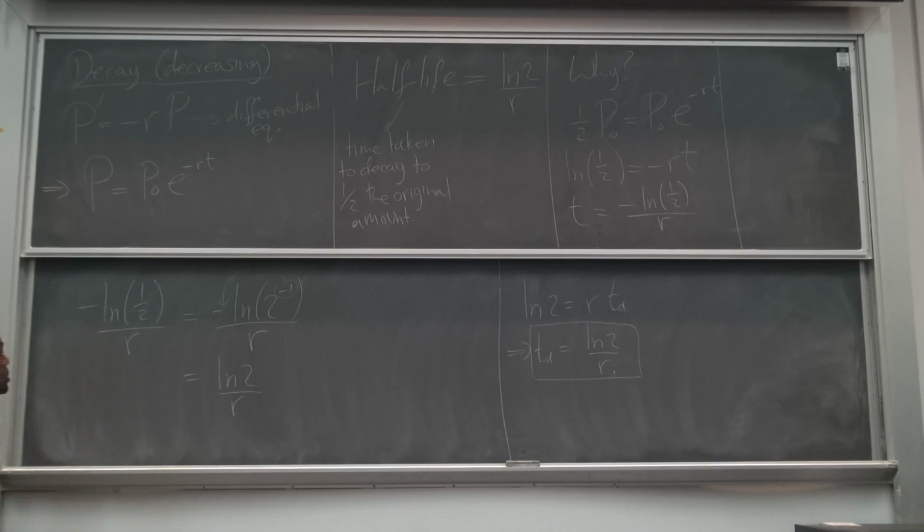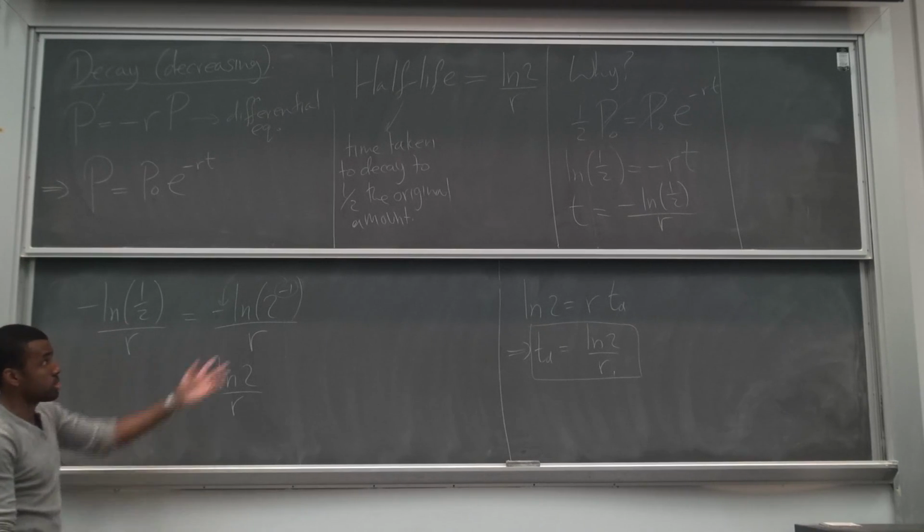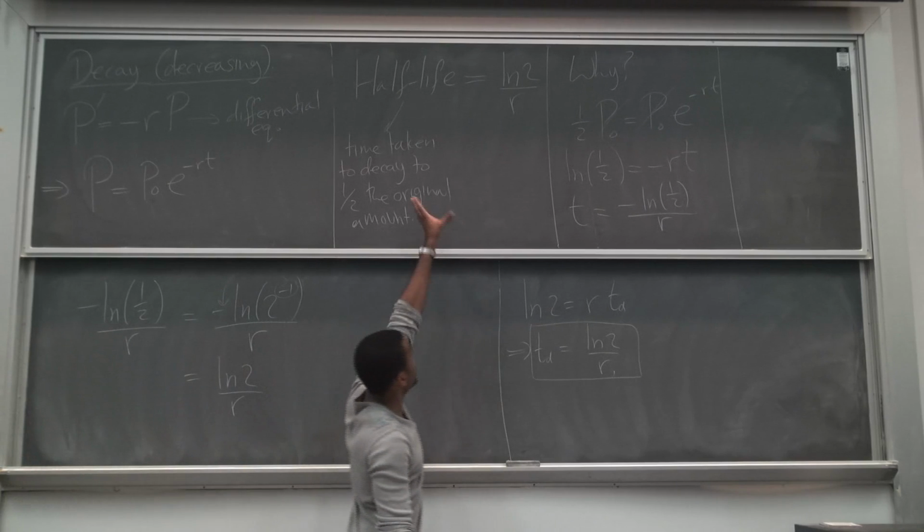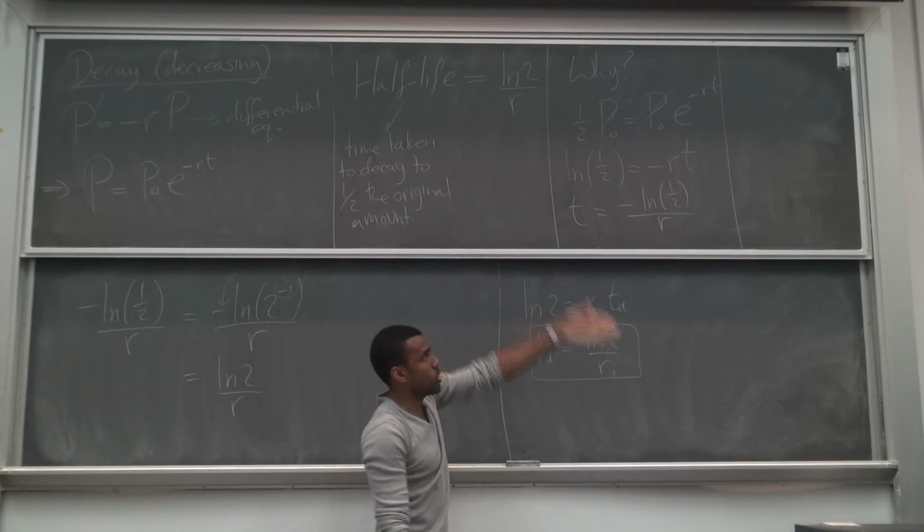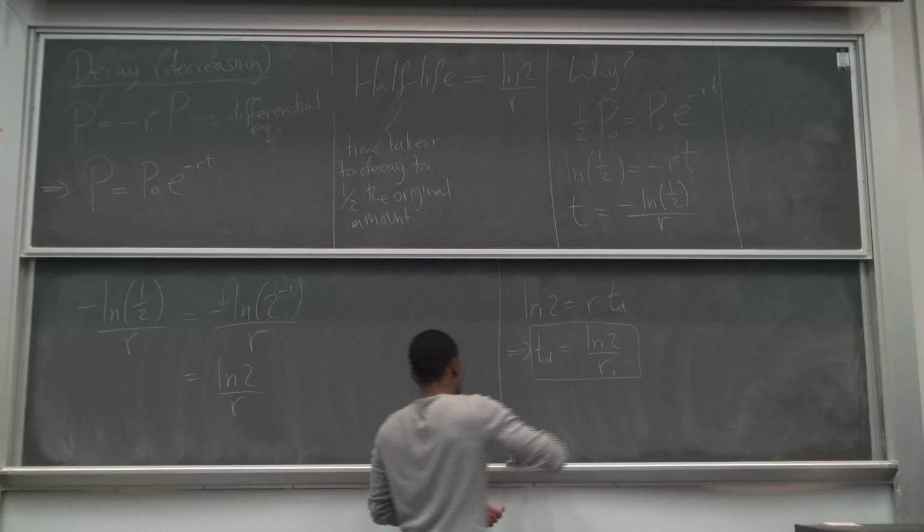Just apply a log rule. I could also look at ln of 1 over 2 as ln of 1 minus ln 2. The negative signs distribute, ln of 1 is 0, so I just get positive ln 2 over r. You can do it several ways, but it's basically applying a log rule. But it's nice to memorize it that way because it coincides with the growth formula.